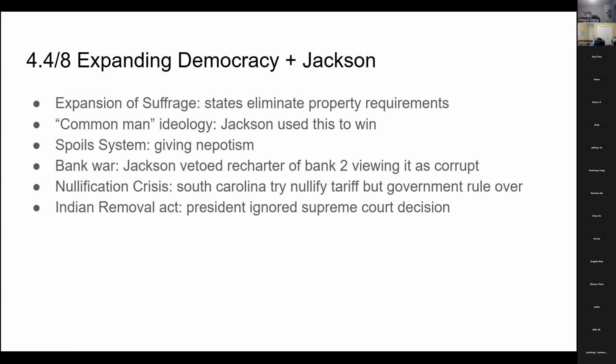And then the Indian Removal Act was where the president showed the weakness of the Supreme Court, right? The Supreme Court could decide any cases, but the president and the states could just choose to ignore them. So ultimately, Jackson ended up kicking a lot of the Native Americans out of the land.